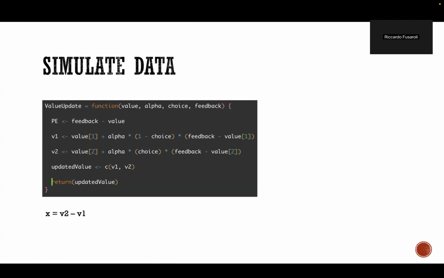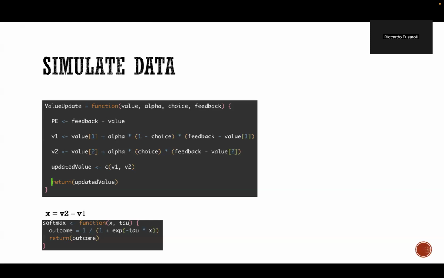We spit out V1 and V2, right? And that's simply the function on how to update value according to the function we've seen. Then once we have that updated value, we use a softmax, which turns the difference between values into the probability of picking 1. That is the difference between the expected value of 1 and the expected value of 0.